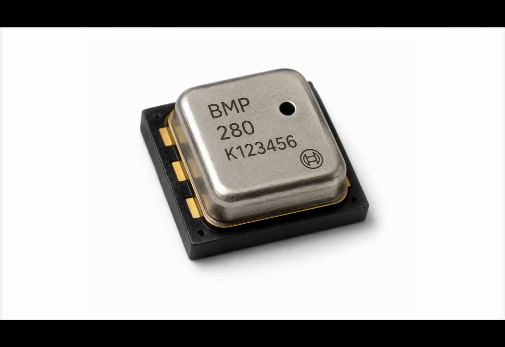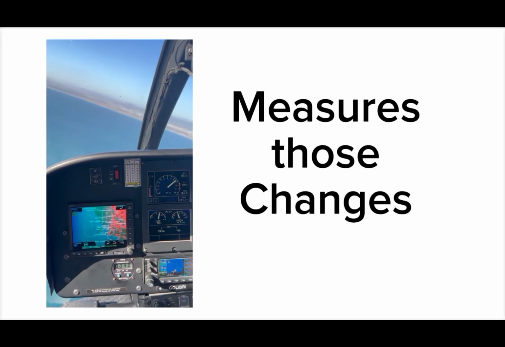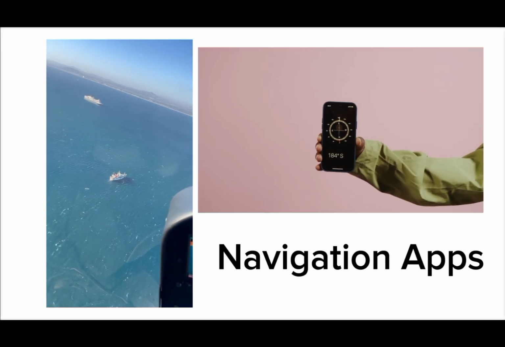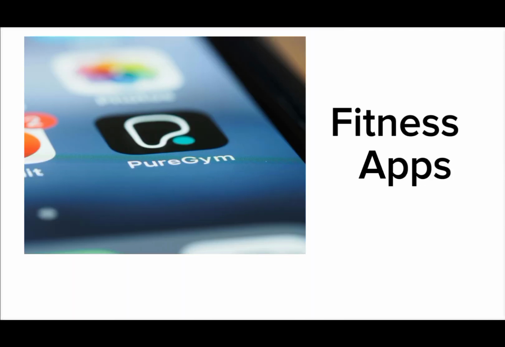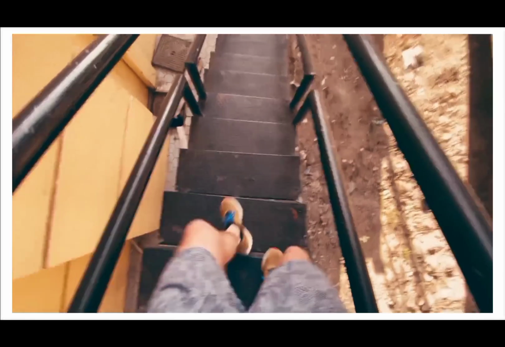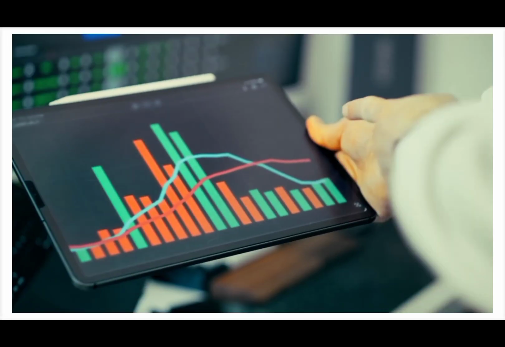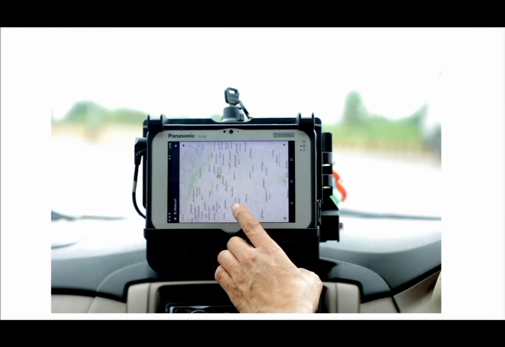Barometer. Atmospheric pressure changes with altitude, and this sensor measures those changes. Navigation apps use that information to determine whether a person is at street level or on an elevated floor of a building. Fitness applications read it to count flights of stairs. The data it provides adds a layer of spatial awareness that GPS coordinates alone cannot fully capture.